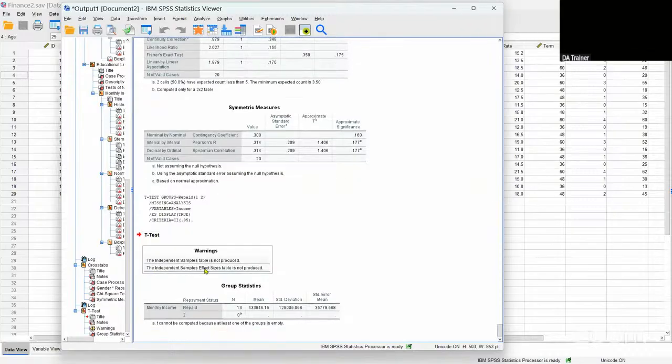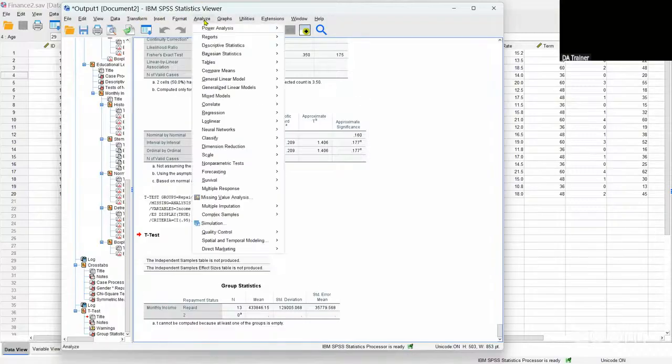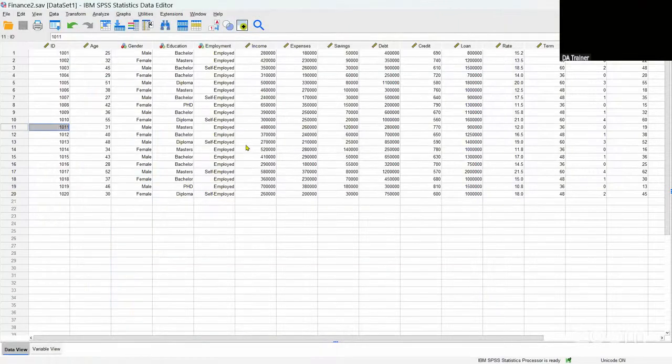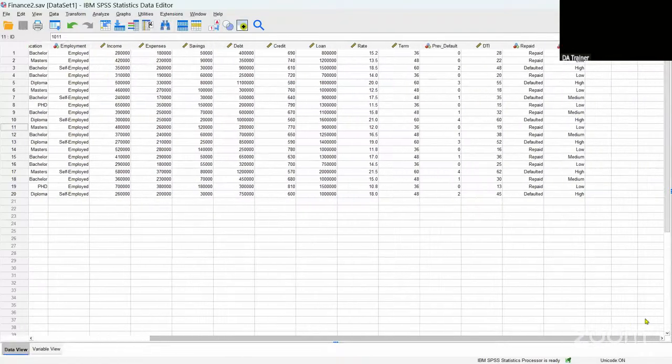There's an error in here. The independent samples effect size table is not produced. Okay. So it cannot be computed because at least one of the groups is empty. Let me check which group is that. Let me check my data set. Under repay loan, let's check.